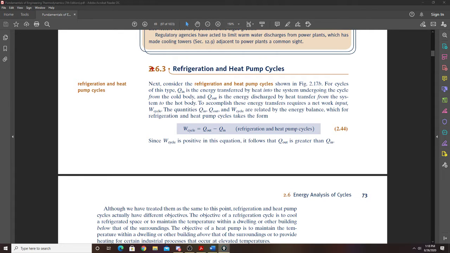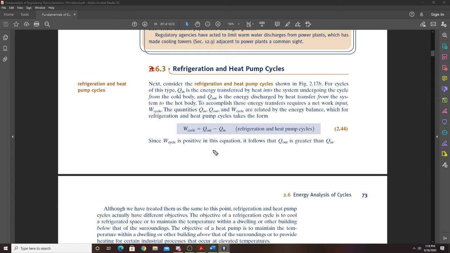All right, and then moving on to the next one. This is refrigeration and heat pump cycles. So this equation is going to be similar, except that this time we swapped these. Work cycle is equal to Qout minus Qin. All right? And then it says, for cycles of this type, Qin is the energy transferred by heat into the system. So I will draw this in a second. Into the system, undergoing the cycle from the cold body, and Qout is the energy discharged by heat from the system to the hot body.